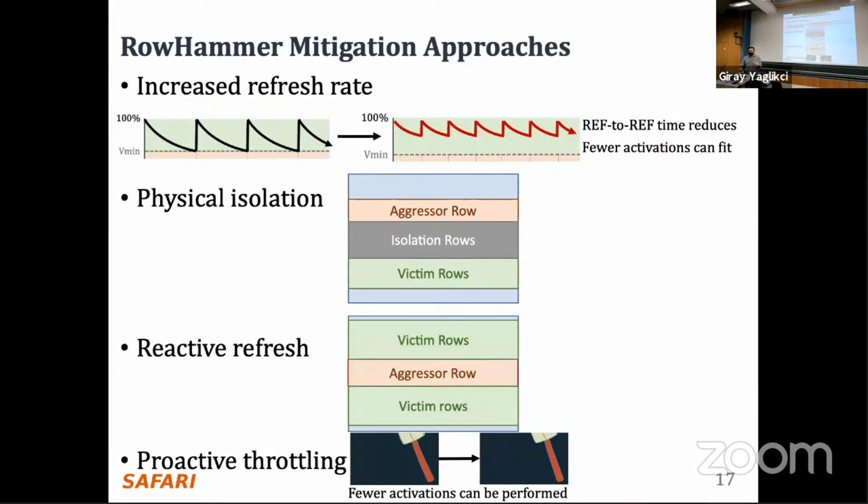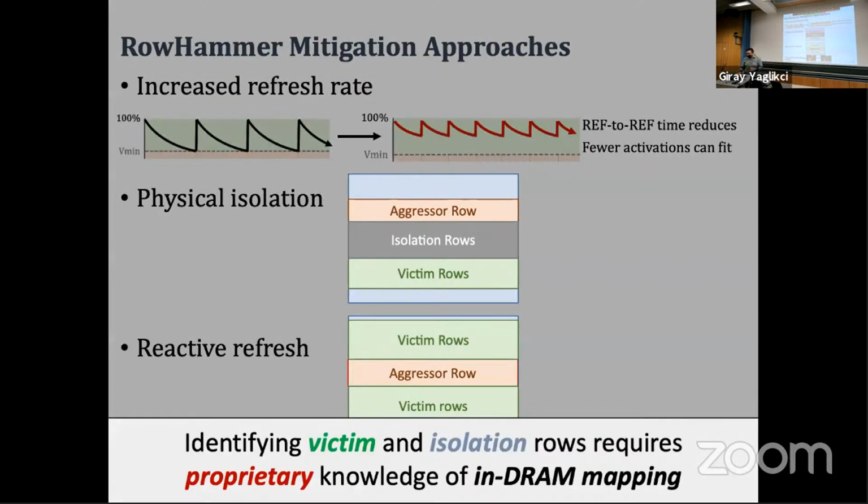So when we look at all these four high-level RowHammer mitigation approaches, we should look at two of them here, namely physical isolation and reactive refresh mechanisms. These two high-level approaches intrinsically need to identify victim or isolation rows, to be able to understand, when a RowHammer attack is happening, which rows we should allocate for isolation or which rows we need to refresh. And this definitely requires this proprietary knowledge, and we basically do not have access to it.